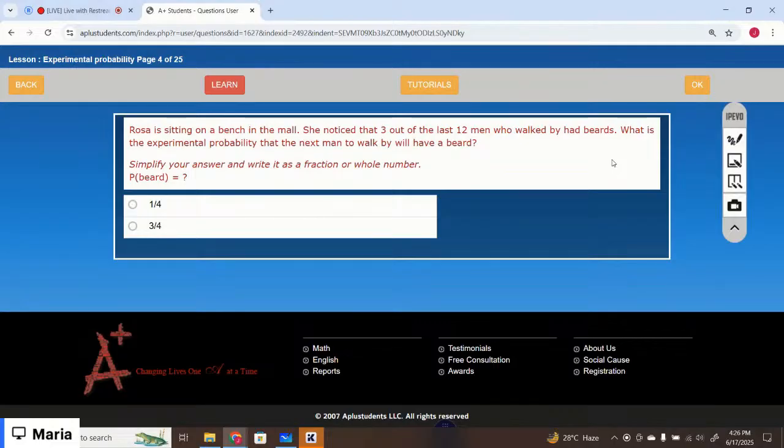Rosa is sitting on a bench in the mall. She noticed that 3 out of the last 20 men who walked by had beards. What is the experimental probability that the next man who walks by will have a beard? So which is the correct option? Option number 1 is the correct option.